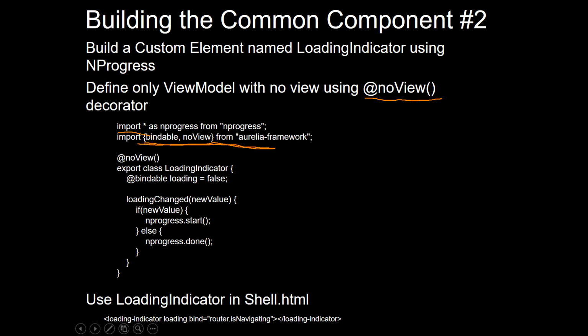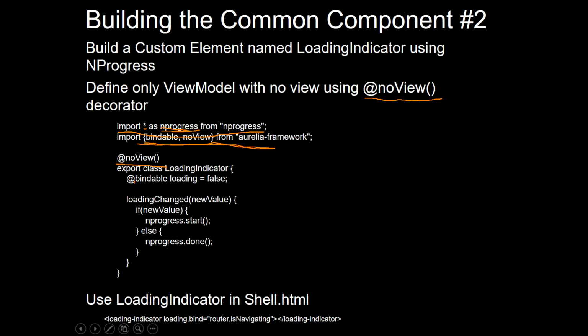And the first line is simply the import for NProgress. When you say import star, that means import everything in this module. In this case, there's going to be only one global object called NProgress. So that's why we're using the alias import * as NProgress. That'll allow us to access the NProgress library using this NProgress variable. Okay, so then we decorate our view model with @noView to indicate to Aurelia that this is a view model only component, and let it take care of rendering the view. So don't look for a view HTML or anything else.